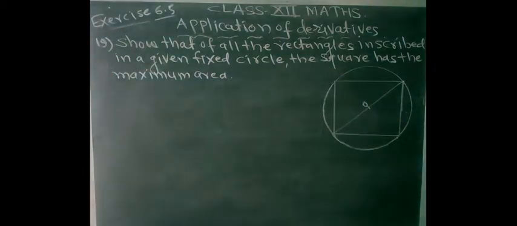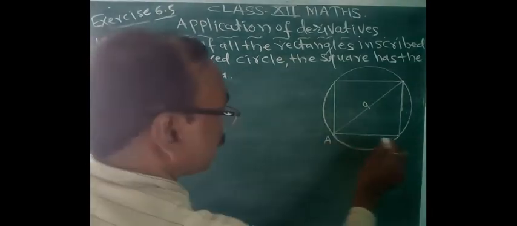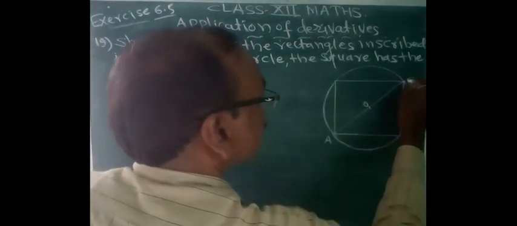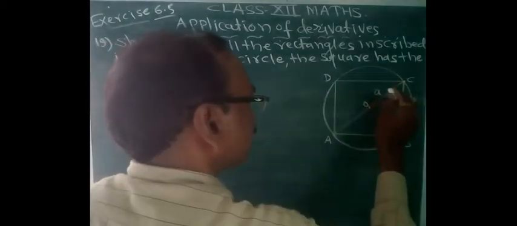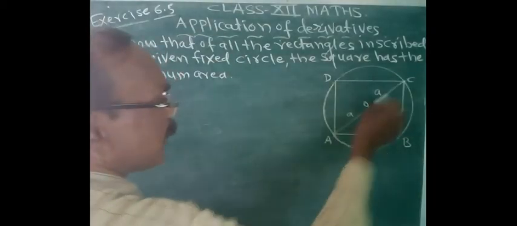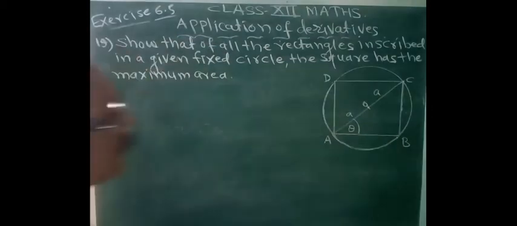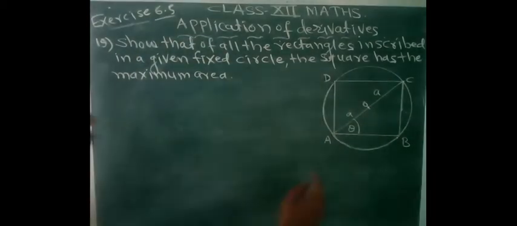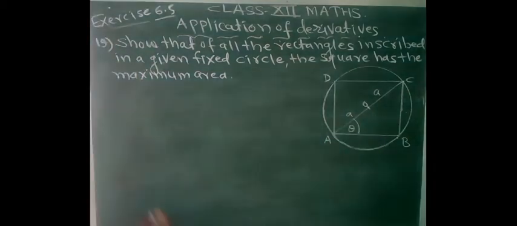Okay, so students, let this be a rectangle ABCD inscribed in a circle whose radius is a. This is a, this is center O. Now let this diagonal subtend an angle of theta with this AB. Okay, so first of all you find what is AB and this BC, the sides of the rectangle here.